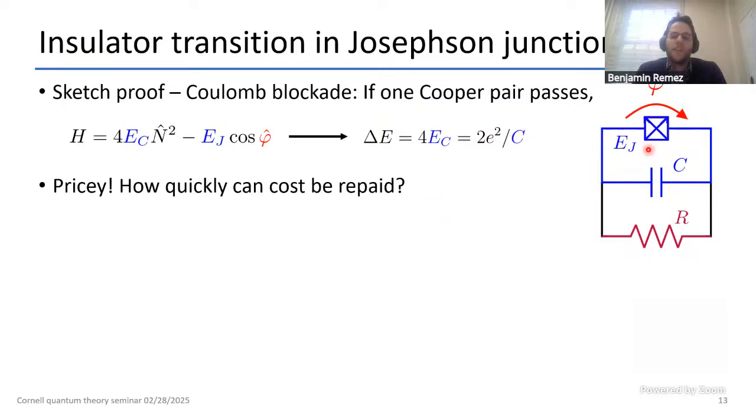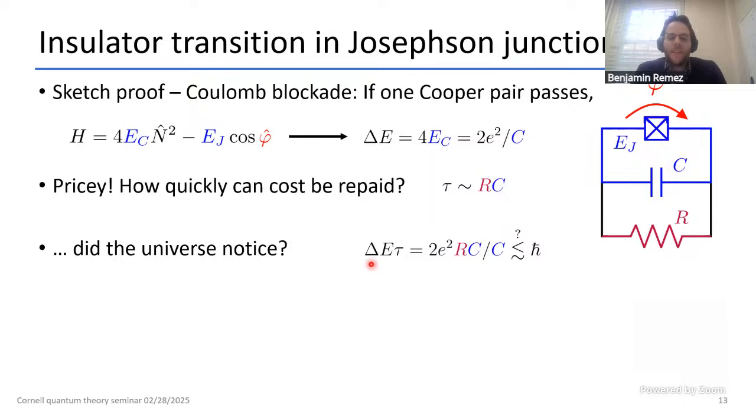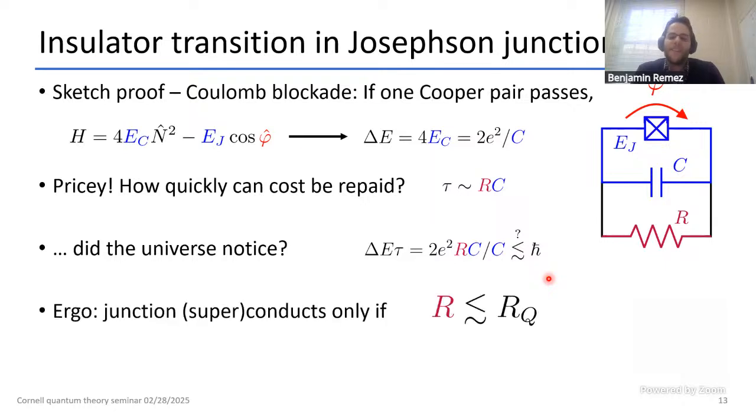However, the minimum amount of time I have to stay in this state is the time it will take the Cooper pair to relax back to the other side of the capacitor when it discharges through the resistor. So the time that it will take is the RC constant of the circuit. And so the product of time and energy has the capacitance cancel out. And what you find is that the universe doesn't notice that you violate uncertainty if the resistance is below the resistance quantum. And so this indicates to you that it's this phenomenon, by the way, it's called Coulomb blockade, that motivates this phase transition.